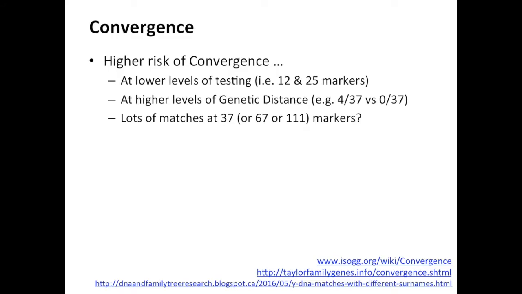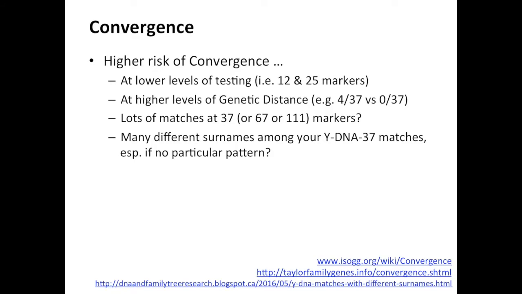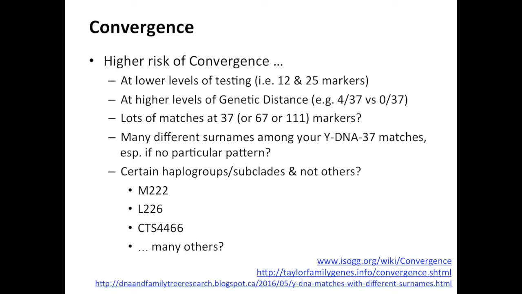There's lots of matches of 37 or 67 or 111 markers. If you find a project member with 1,000 matches at 37 markers, you can bet your bottom dollar there is evidence of convergence there. There is going to be convergence, and the majority of them, up to 90% of them, will be false positive matches. Matches that occur just by chance. Nobody gets 1,000 matches, and they all turn out to be within the same surname project. The other big clue is that you'll have many, many different surnames among the list of matches rather than a predominant one.